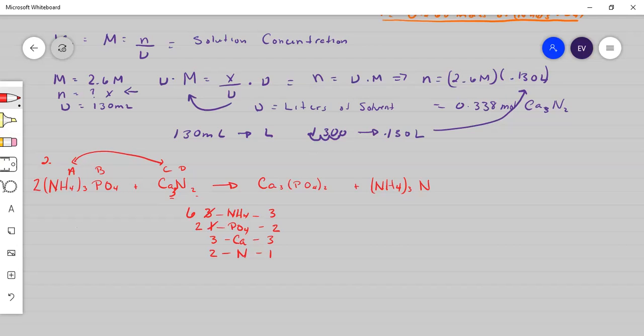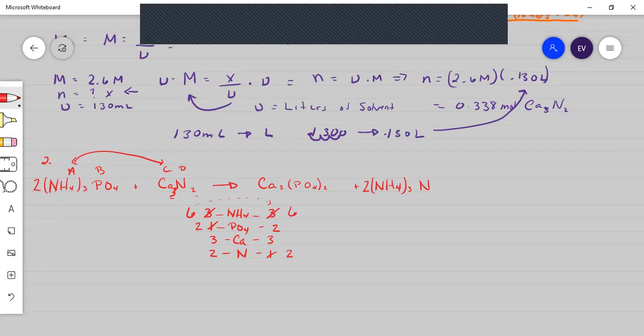By doing that, let's jump over to the other side of the phosphate here and see if we can bring this to a balance. By putting a 2 here, I change that to a 6, and I change the nitrogens to a 2. And if you look, that's pretty much all that we needed, right? We have 6, 6, 2, 2, 3, 3, 2, 2. This equation has now been balanced. So this is the answer for question number 2.